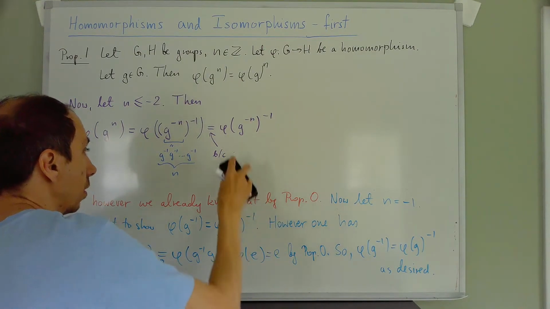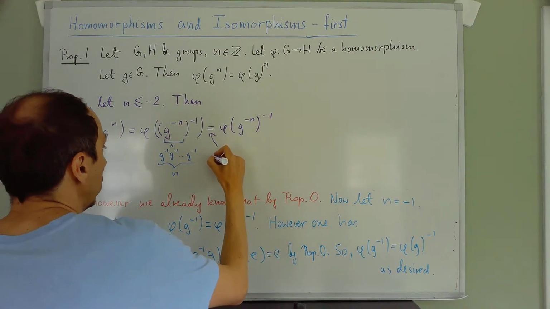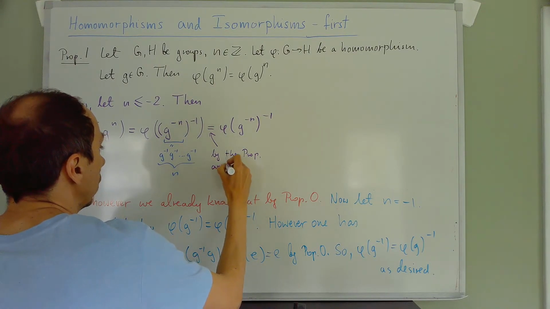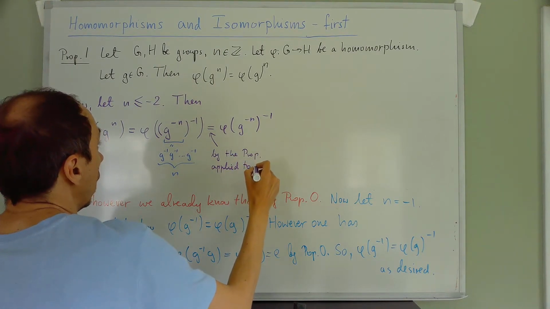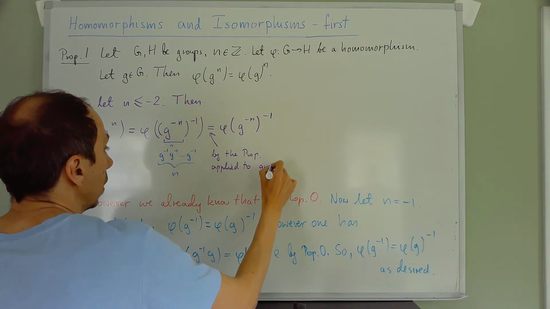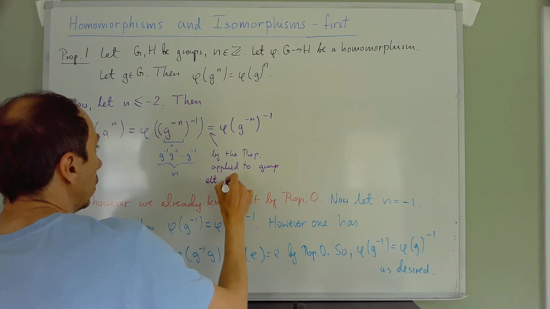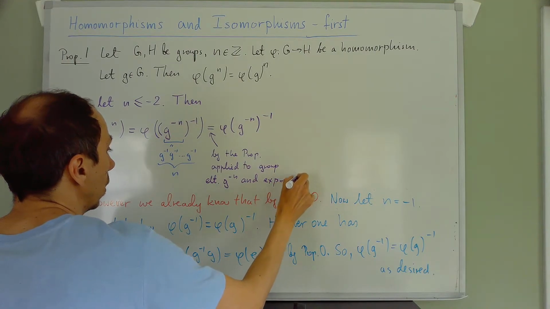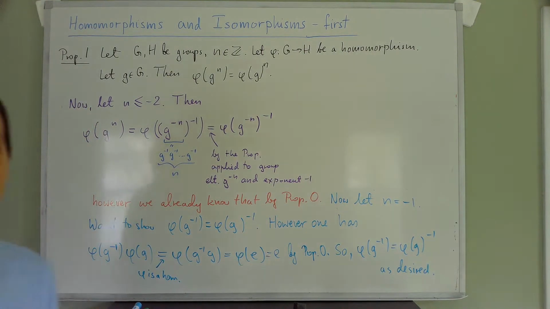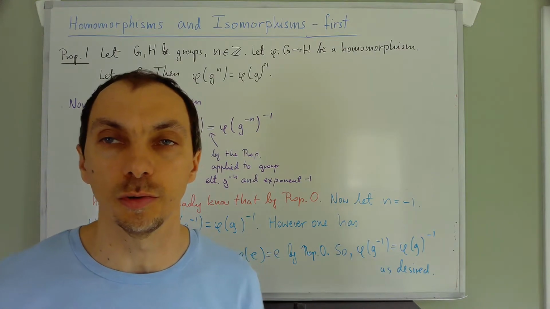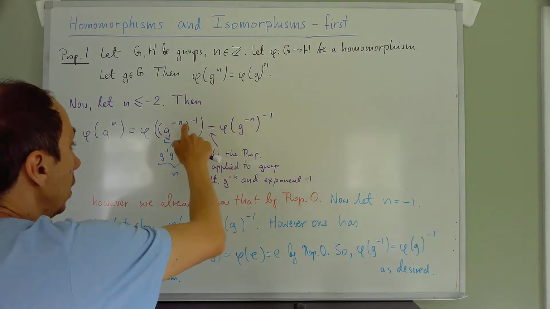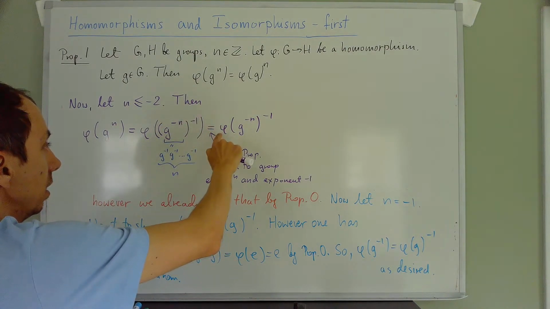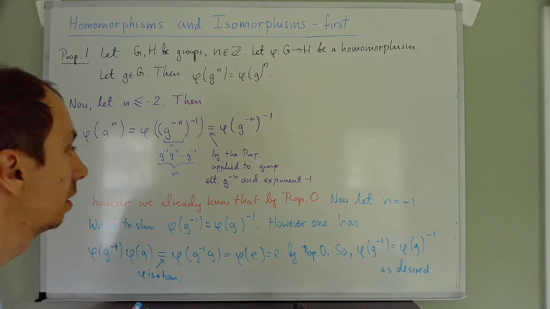This is because, by the proposition applied to a group element g to the minus n and exponent minus 1, for which we already know the statement of the proposition. We proved the statement of the proposition is true for any group element. This is my new group element, right? Think about it as some sort of g prime. Inverse is phi of g prime inverse outside.